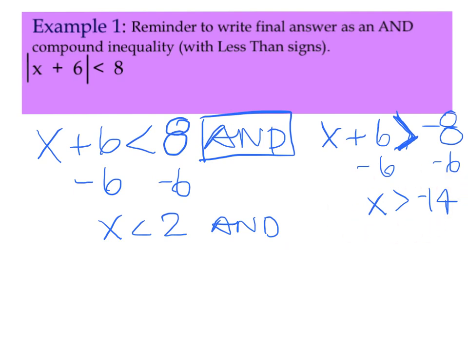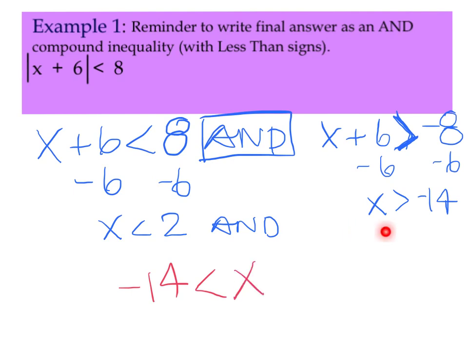Now, what I need to do with an "and" compound inequality is I always need to write it in compact form. So that means I need to squish my answers back together. Now, standard practice when working with "and" compound inequalities is that I write the smaller number on the left. So here I've got -14. I'm going to go ahead and write that on the left. So -14 is on the left. That's going to be less than x.